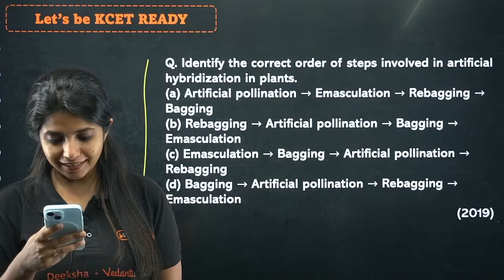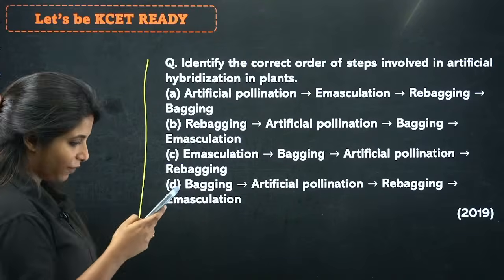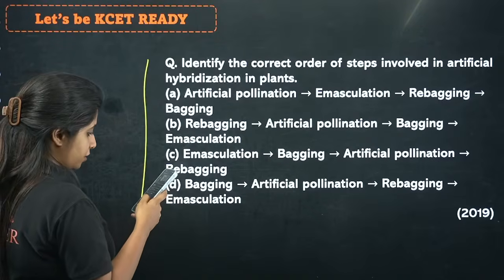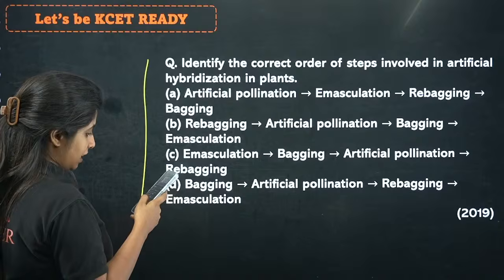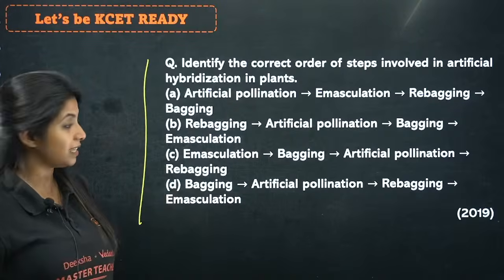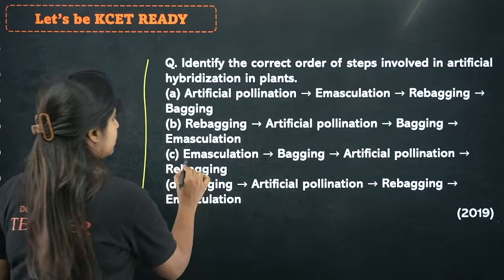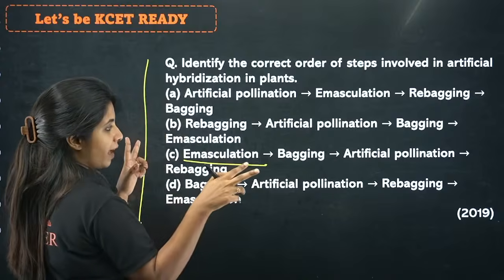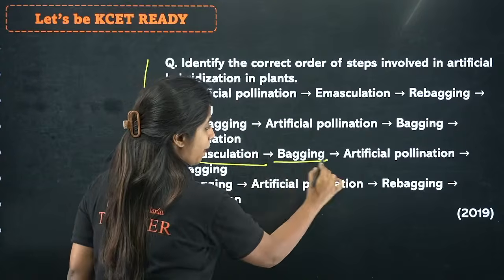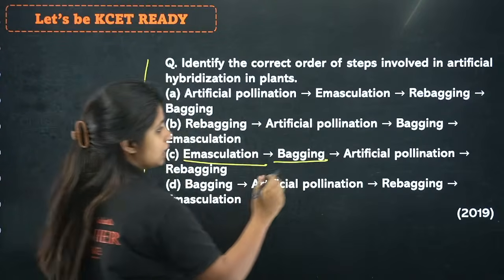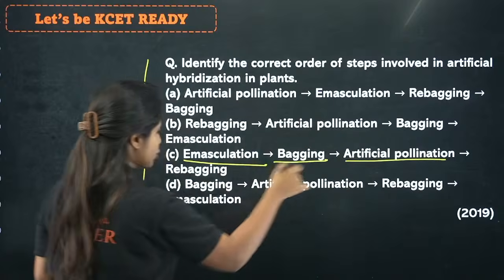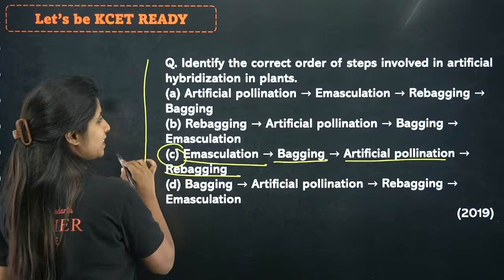Hello, Noora. So everyone says C. Always Sheikh says C. Norman says C. Nature Heaven says C. Sinchana also says C. C is what? First is emasculation, that means removal of anther, that means stamen, and then you bag it up for maturation. Further, you do artificial pollination and then you rebag it up. This is the correct one.